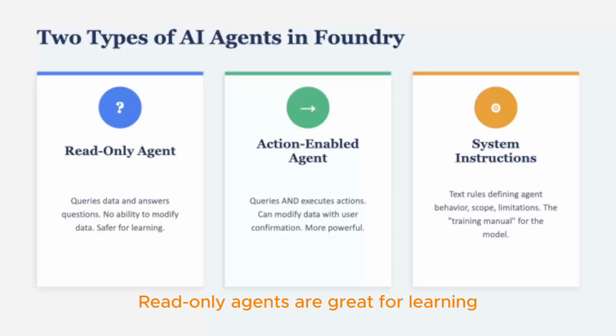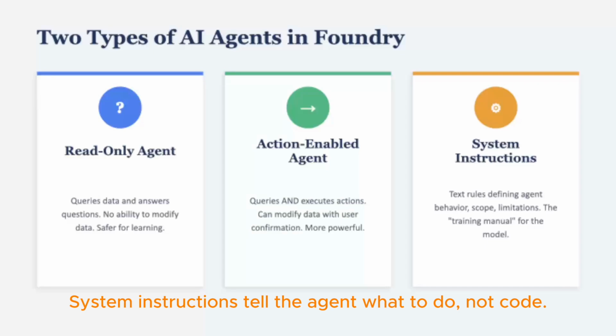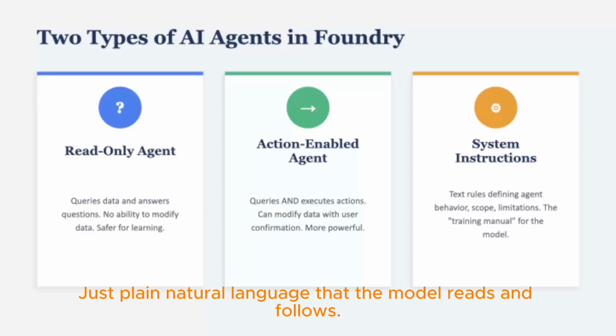Read-only agents are great for learning and for reporting use cases. Action-enabled agents are for when users want to both ask questions and make changes. System instructions tell the agent what to do, not code, just plain natural language that the model reads and follows.